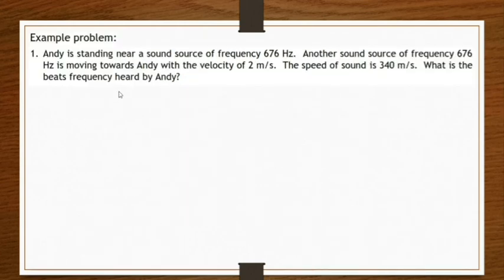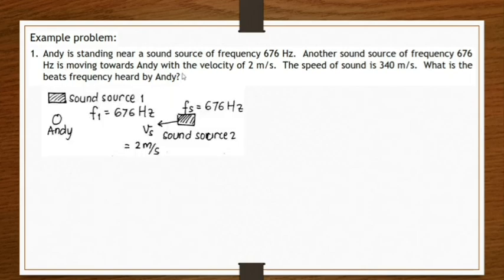I will discuss an example problem here. It is on page 175. Example problem number 1. Andy is standing near a sound source of frequency 676 Hertz. This is Andy, this is the sound source, 676 Hertz. Another sound source of frequency 676 Hertz is moving towards Andy with the velocity of 2 meters per second. The speed of sound is 340 meters per second. We want to find the beat frequency heard by Andy.